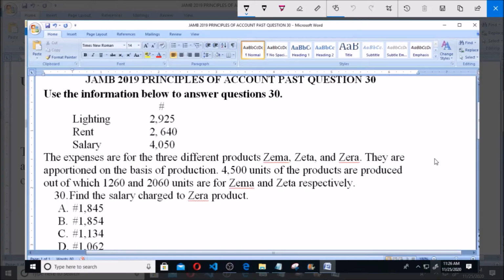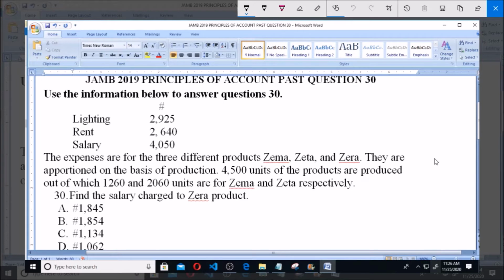Principles of Account, past question number 30. Use the information below to answer question 30. We are given lighting 2925 naira, rent 2640 naira, salary 4050 naira. The expenses are for the three different products.